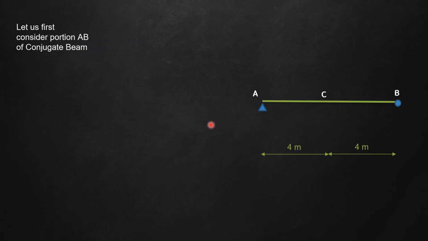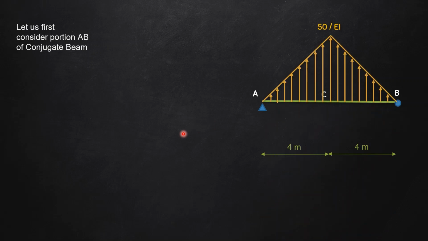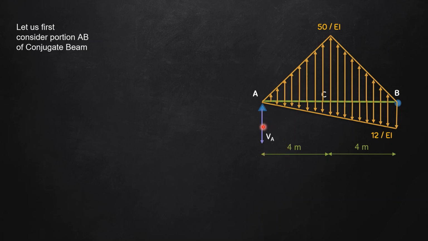What were the loadings on this part? The first loading was this 50 divided by EI in the upward direction. Just refer to my previous slide for this. The next loading was this 12 divided by EI, this UVL, as the second loading. So these two are the loadings on the portion AB of the conjugate beam. Please see that the BD portion has been neglected. So what are the reactions here? One is VA that we have to find out, and the second one is V dash B. These two are the reactions that we have to find out now.